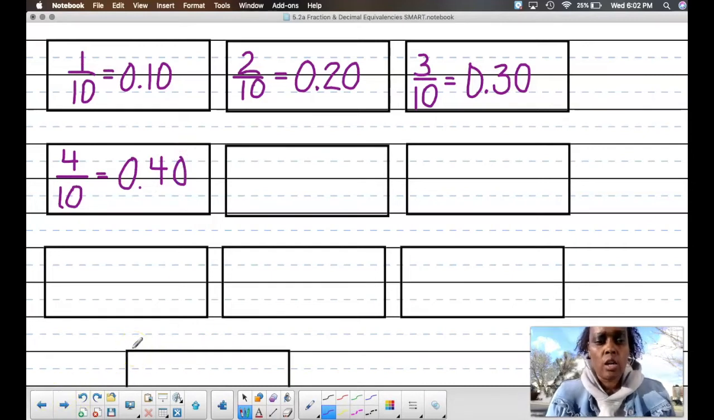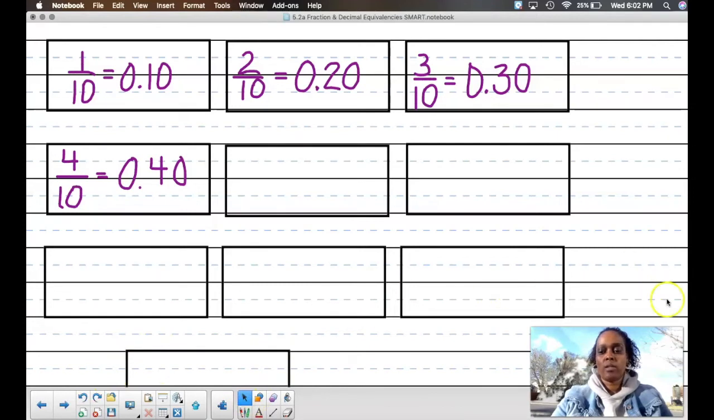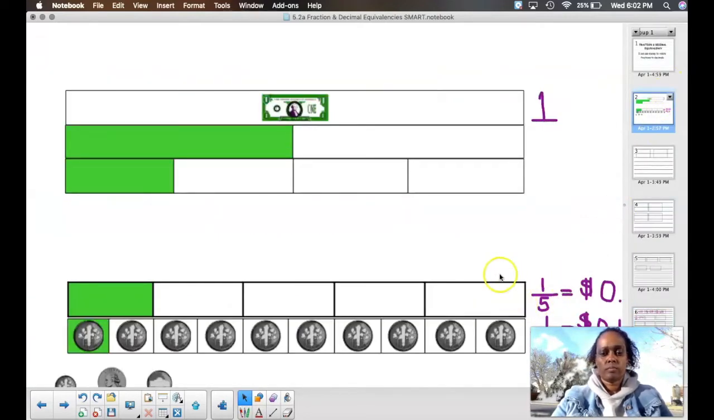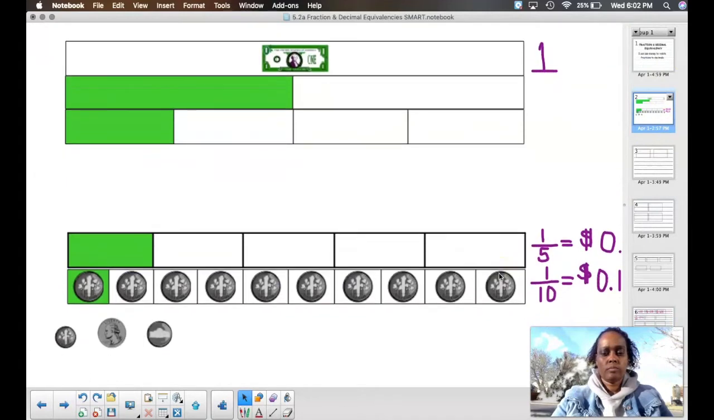Keep making your flashcards. So you've got 5 tenths, 6 tenths, 7 tenths, 8 tenths, 9 tenths, and 10 tenths left. And what I'm going to do is I'm going to go back to that slide that has our dimes on it, and it'll help you to finish making your flashcards. Pause the video if you need to.